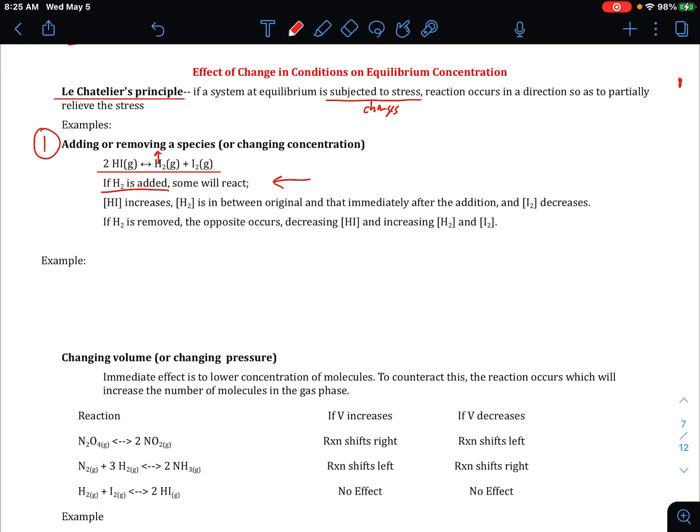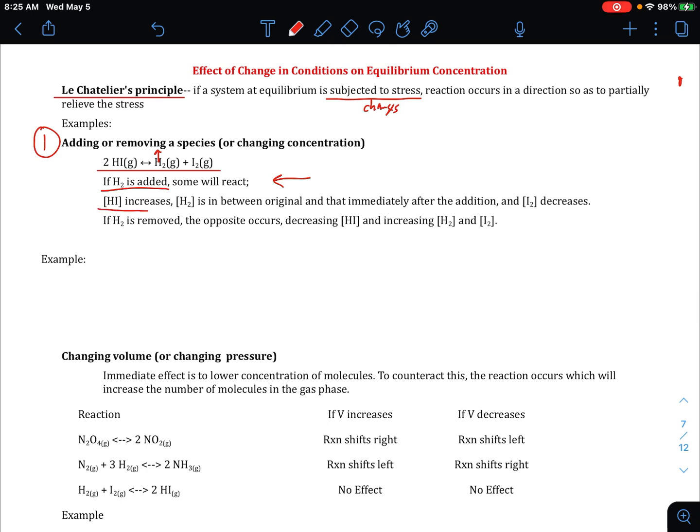If it shifts to the left, the result is that the concentration of hydrogen iodide increases, because hydrogen iodide is the reactant. And remember, we said that this was going to go left. If the reaction goes left, that's going to bring down the hydrogen concentration, and it's going to decrease the iodine concentration, because in the reverse reaction, iodine is a reactant.